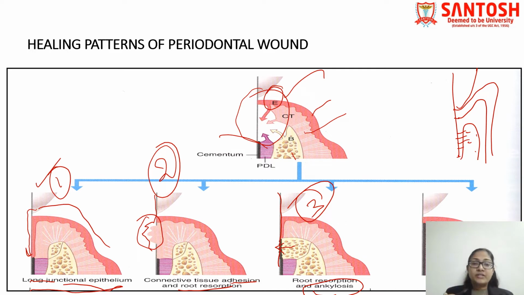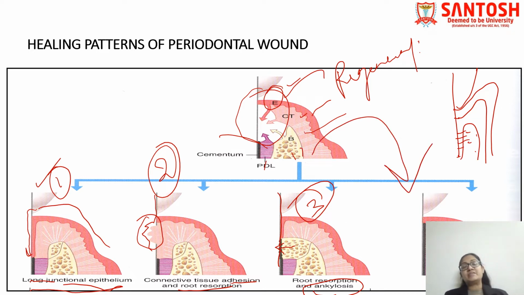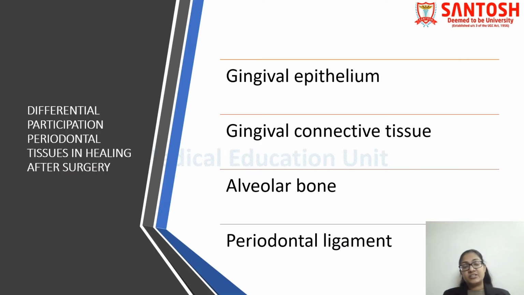But what is the ideal case scenario? In the ideal case scenario, what we are targeting is regeneration, right? We are targeting regeneration. So in regeneration, all the four compartments are going to occupy their own spaces. Nobody is going to encroach into anybody else's compartment, each compartment neatly forming where it was at the pre-disease levels. And this is what we call regeneration. So now we saw the differential participation of different compartments: the participation of epithelium, connective tissue, alveolar bone, and periodontal ligament.